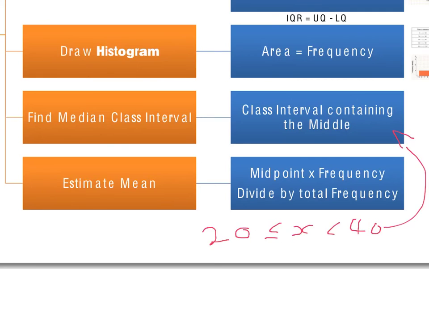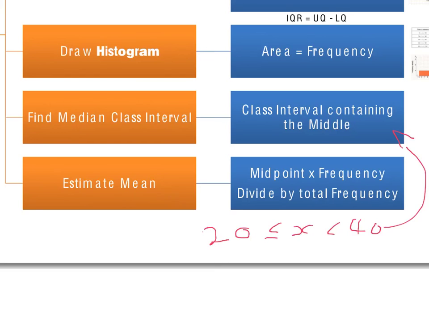And it's the group that has the middle person or the middle thing. If 60 things were being measured, for example, if the height of 60 trees were being measured, the median class interval is the interval that has the middle tree, tree number 30.